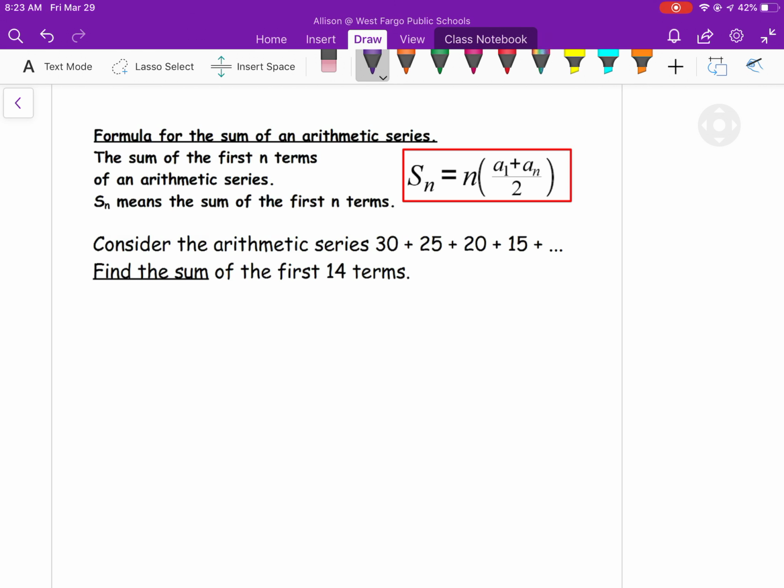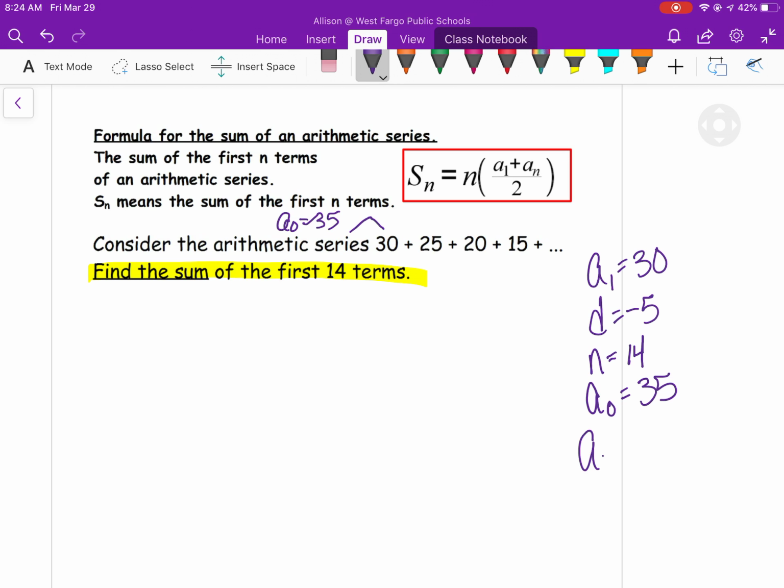So I like to write down the information that I know right away. So I know that the first term is 30. I know that my common difference, I'm going from 30 to 25, so I'm going down by 5, so my common difference is negative 5. I want the sum of the first 14 terms, so that means that my n will be 14. I'm going to need my a sub 0 term to write my formula. So if I go backwards from the first term, a sub 0 will be 35.